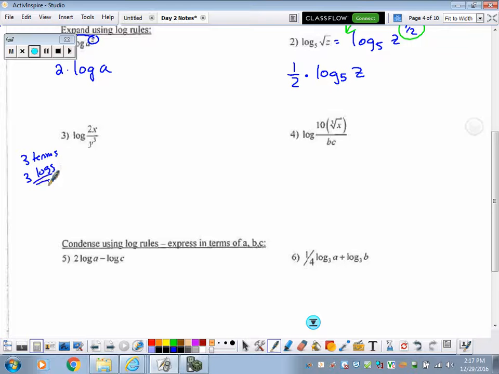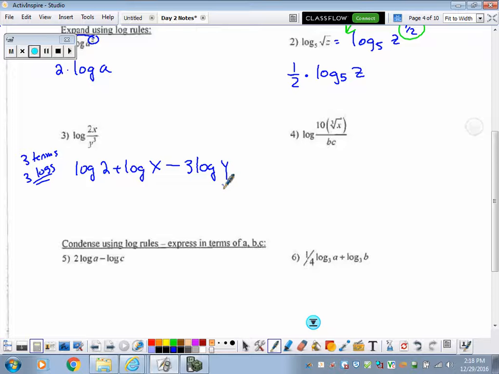Okay? So I'm going to expand. We're expanding. I'm going to expand using my properties. The 2x up on top is going to be expanded using addition, so it's log 2 plus log x. The division is going to be subtraction, and the 3 is going to come out front, so 3 log y will be at the end of my expression. So I expanded multiplication using addition, log 2 plus log x. My division is expanded by subtraction, and then I have 3 log y.